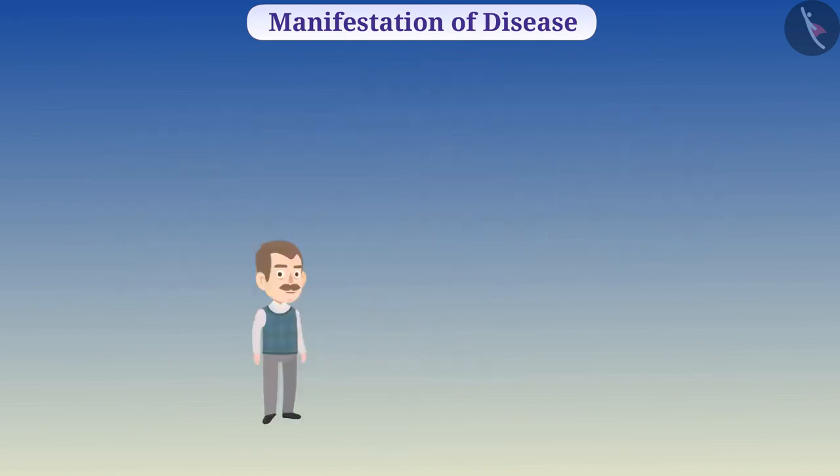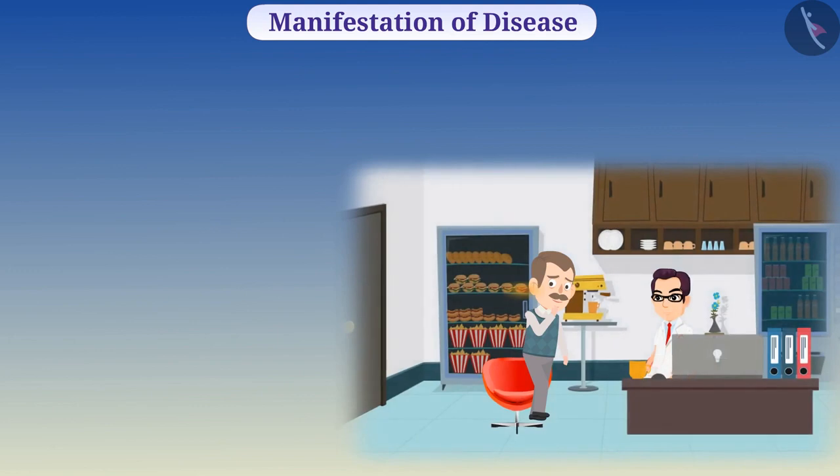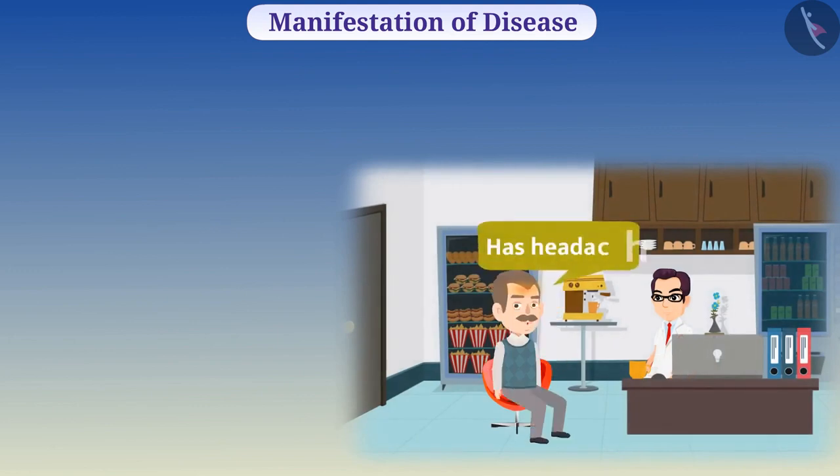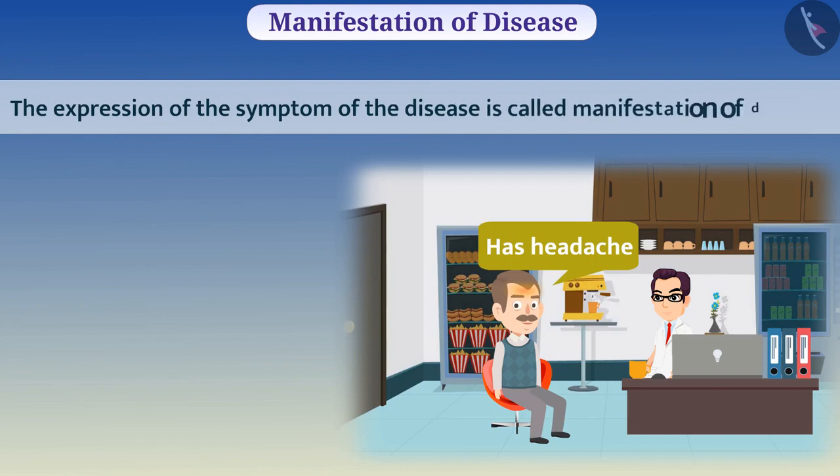Suppose a person has a headache, then the doctor will know that he is suffering from a headache only when the person tells the doctor. Therefore, only the patient can experience symptoms. The expression of symptoms of disease is called manifestation of disease.